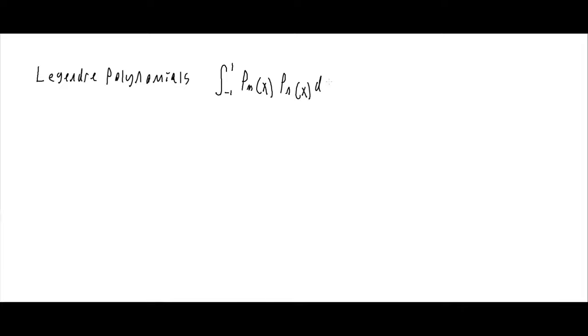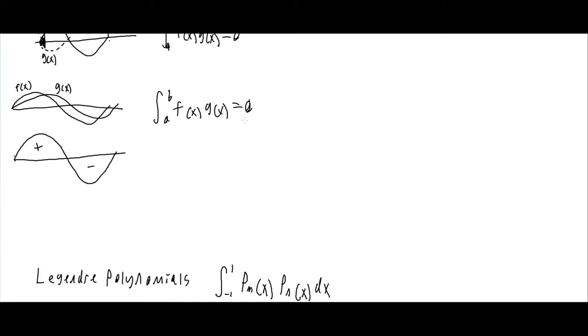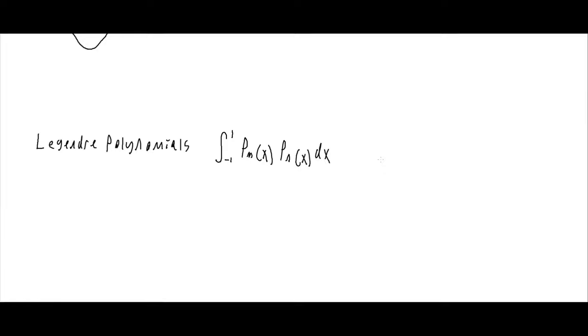dx, I think I've been forgetting to put dx up here, so this should also have a dx and a dx. But anyway, this actually ends up being equal to 2 over 2n plus 1 times the Kronecker delta. So the Kronecker delta is equal to 0 if m does not equal n. And so the Legendre polynomials satisfy this idea of being orthogonal.